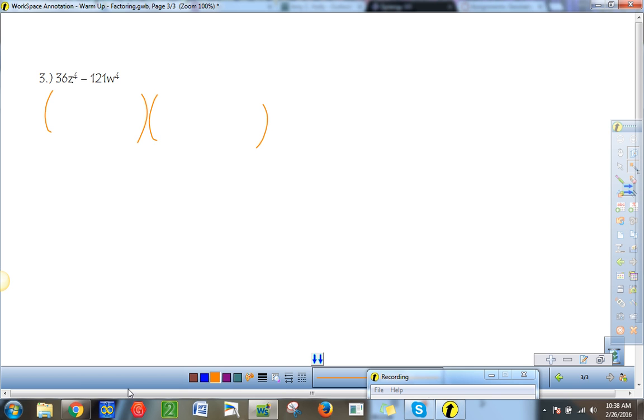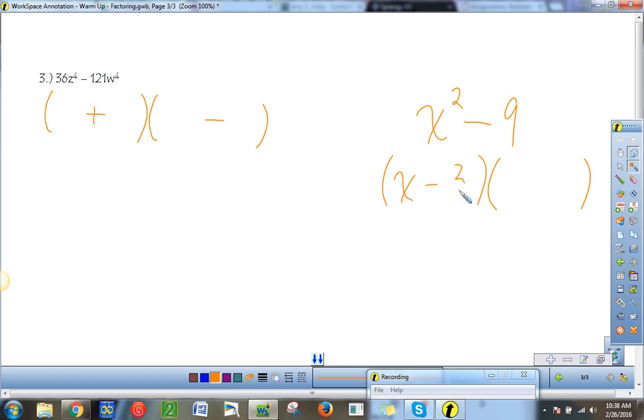What do you have to do to add things together to get 0? If I had 3, what would I have to add to 3 to get 0? A negative 3, right? So you're going to have the same thing, but one's going to be positive and one's going to be negative. You remember these? Like if I had x squared minus 9, do you remember how to factor these guys? Yeah. X minus 3, x plus 3.